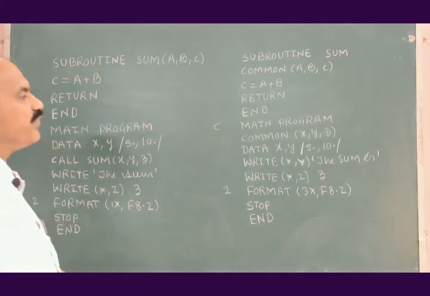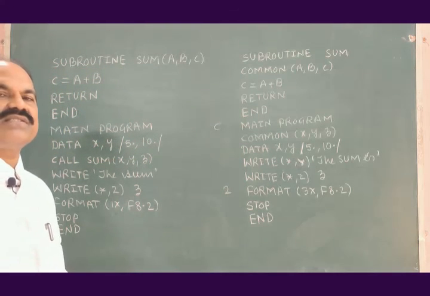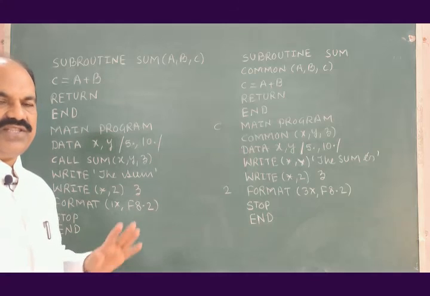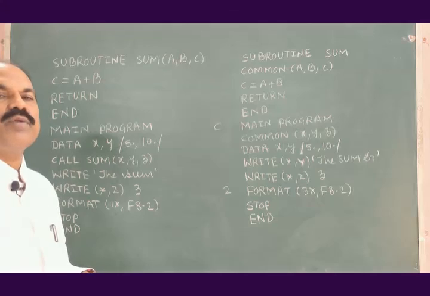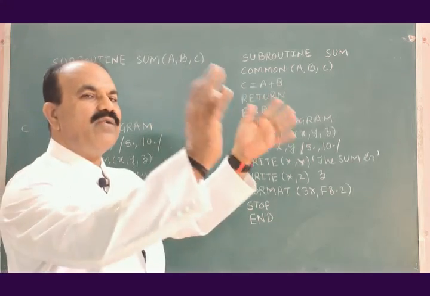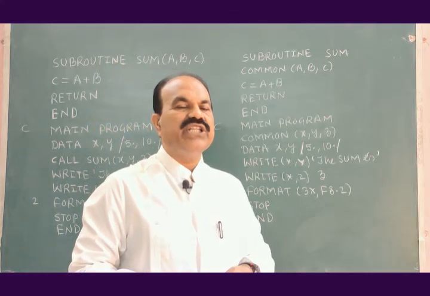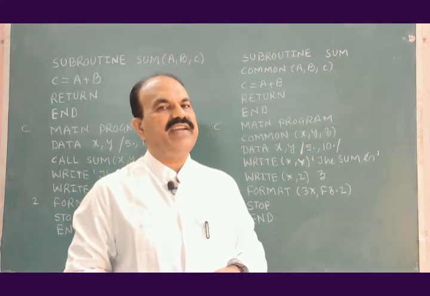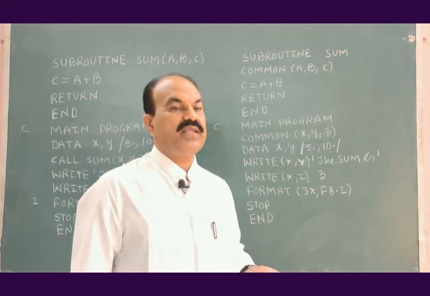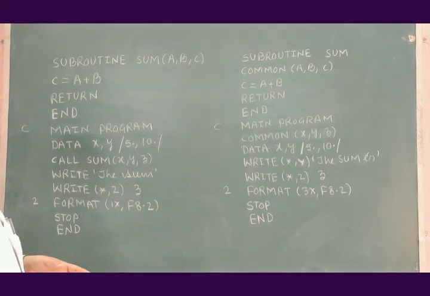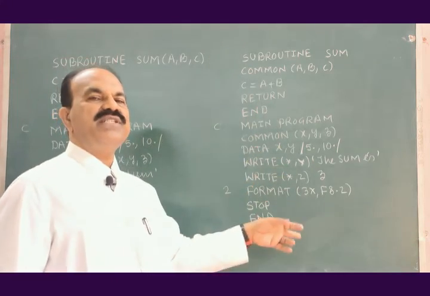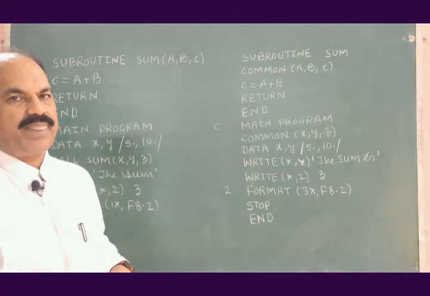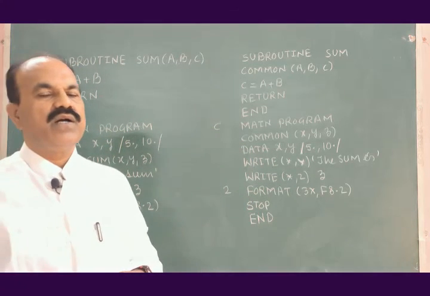So, this is how the common statement can be used for reserving some part of memory for the variables specified in the common statement. These are the two programs: without using the common statement in the first case, and using the common statement in the second case. This is about the common statement.